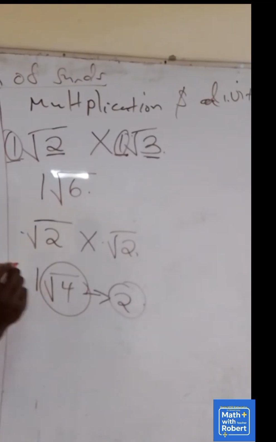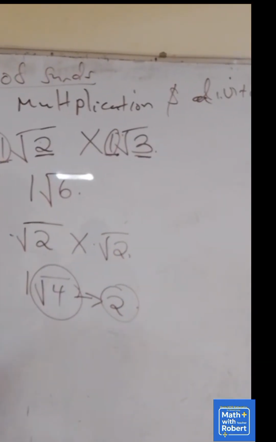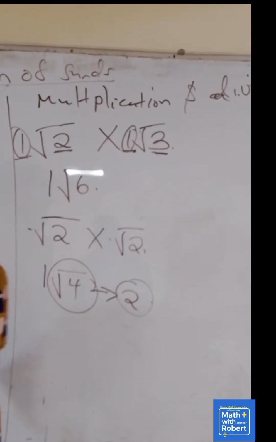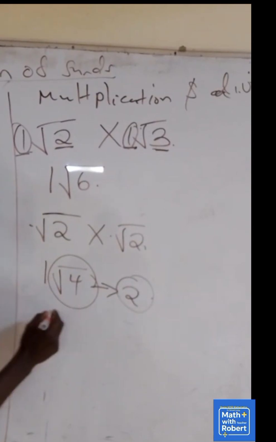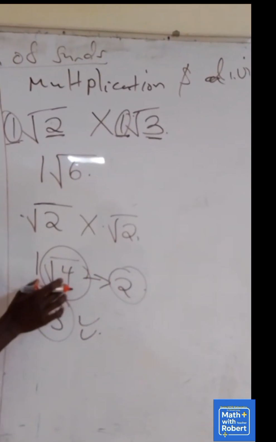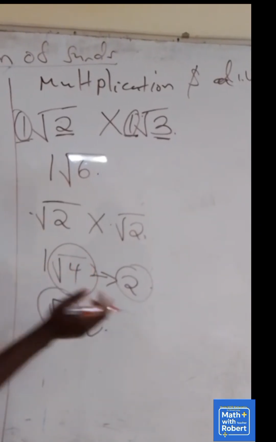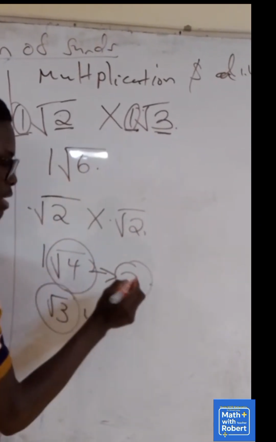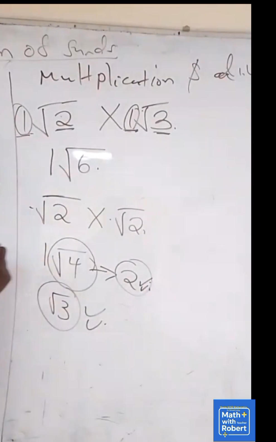You simplify further. But if that number inside the surd doesn't have any square root, just leave it the way it is. If it is surd 3, just leave it there. That's the answer. But here it is surd 4. So surd 4, we have the answer, that is 2. That is why you go further and write 2 as your answer.